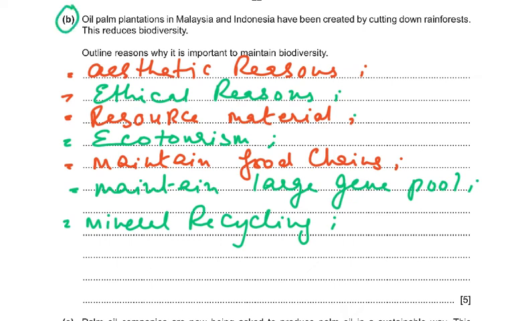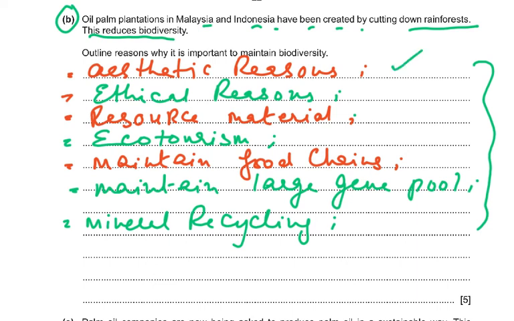Oil palm plantations in Malaysia and Indonesia have been created by cutting down rainforests. This reduces biodiversity. Naturally, you cut down the forest as a habitat for birds. Maybe some live in the trees, some live in the roots. There are so many organisms which live in the roots of the forest trees. Outline reasons why it is important to maintain biodiversity. Now you need to memorize these 5 or 6 points, and you can write these in any direct question.